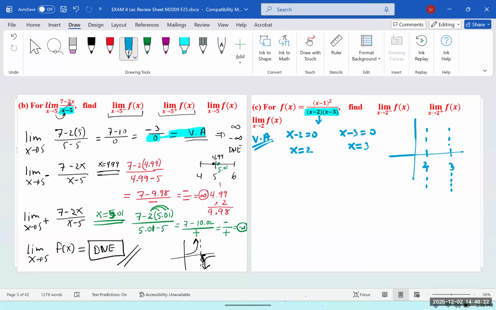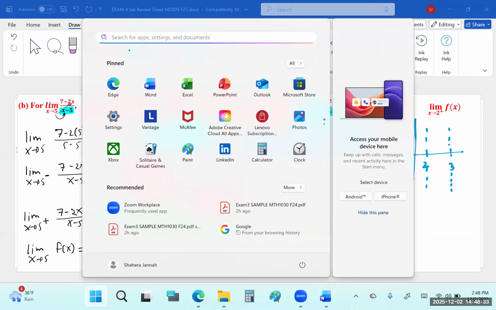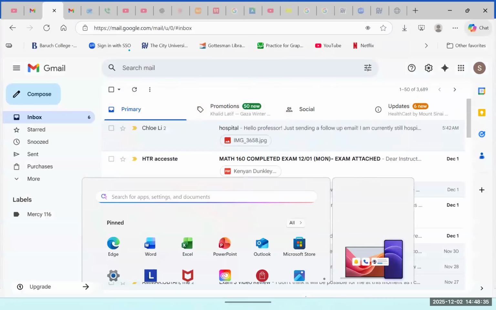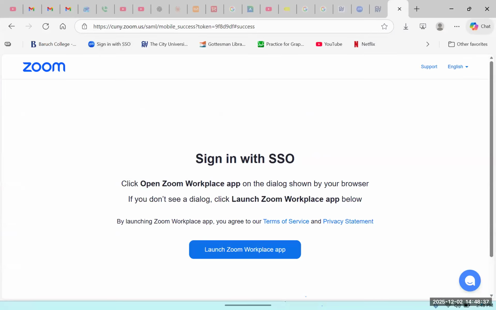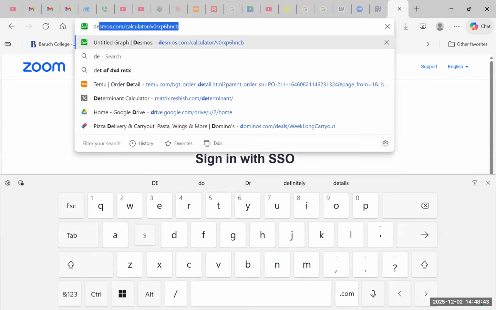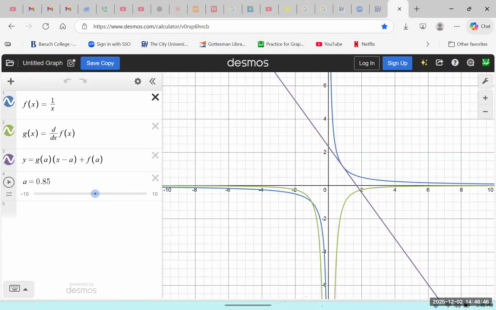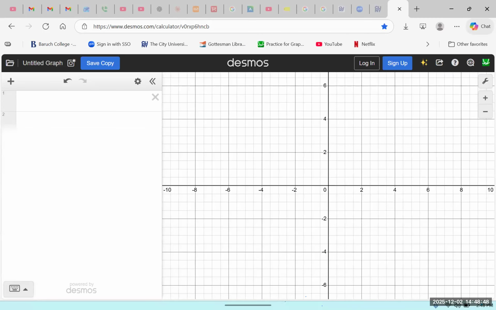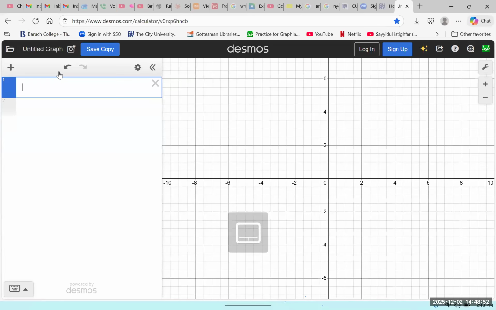Actually, let me show you the graph so you can see what's happening. Let me take a graph for you so you have an idea.